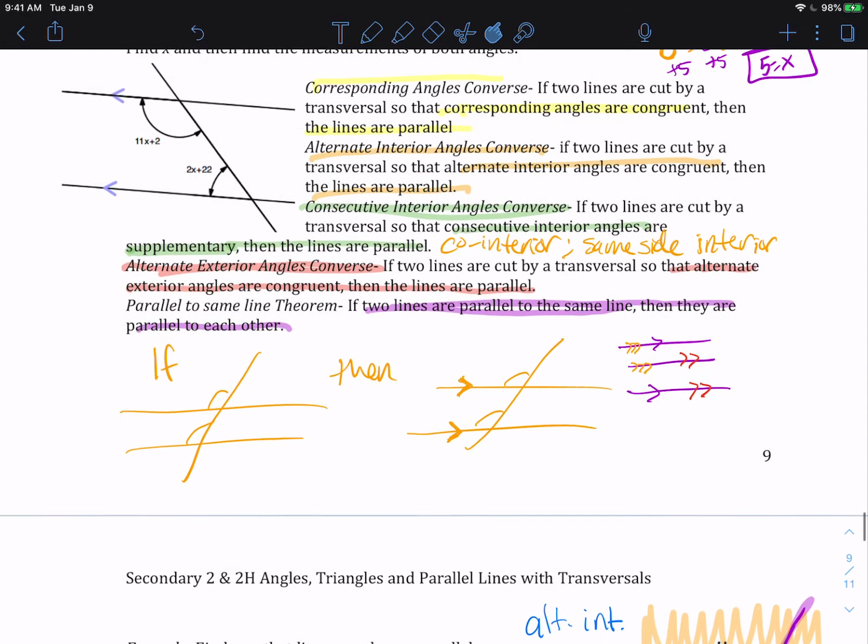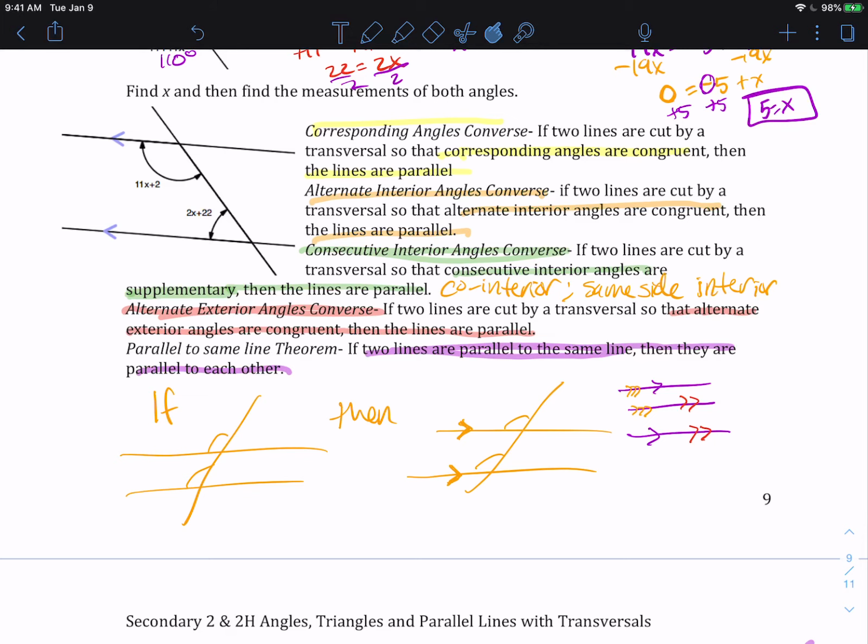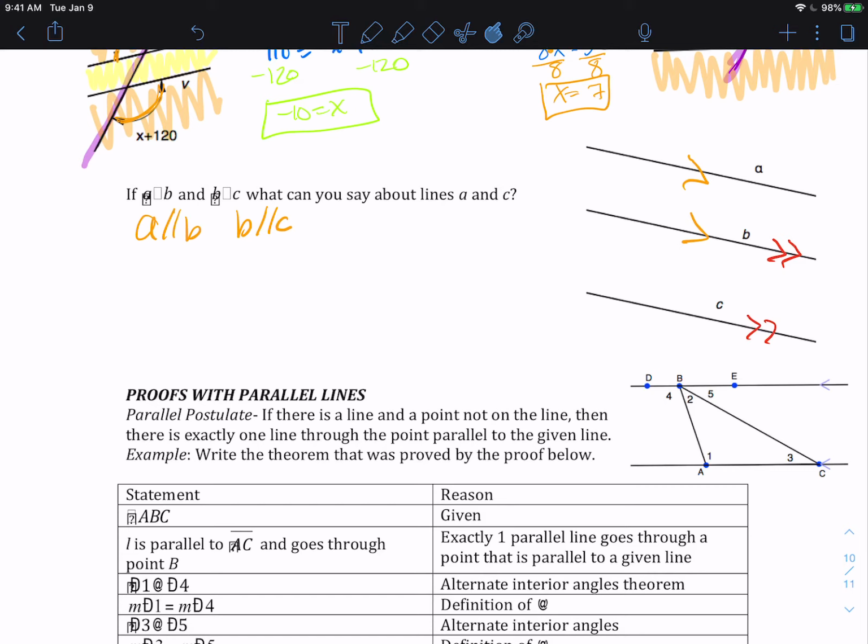Well, there's a theorem that we had. If we go back up and look at it, it says if 2 lines are parallel to the same line, then they are parallel to each other. So A is parallel to B and B is parallel to C, which is what was given, then we know from our theorem that, I'll put it over here, A and C are parallel lines. So we can say that A is parallel to C. Okay? So those are some things that we can do.